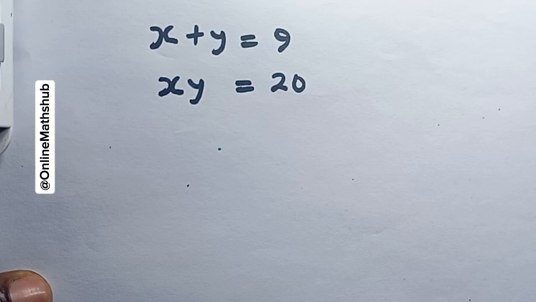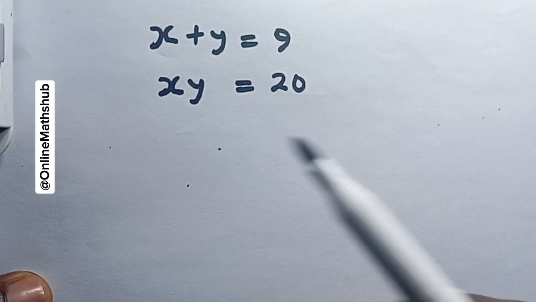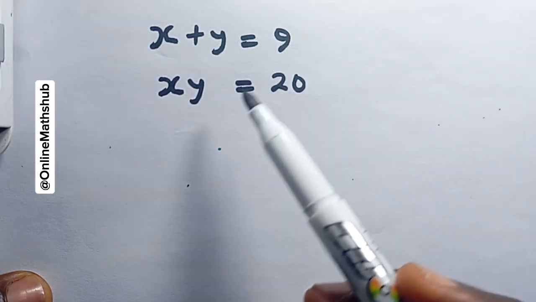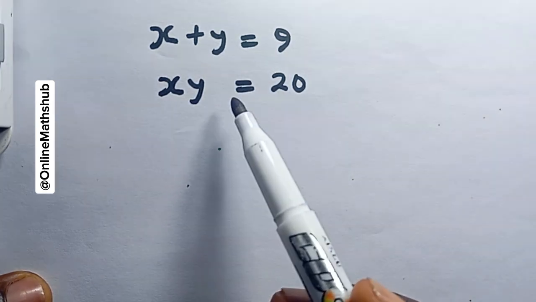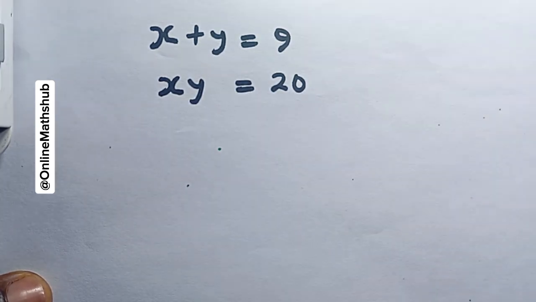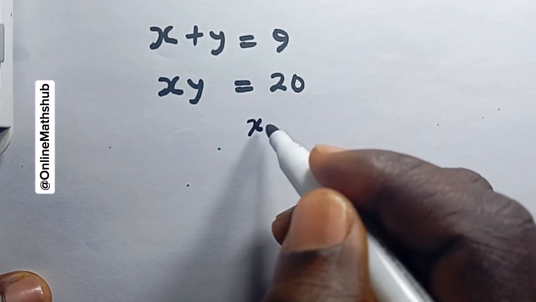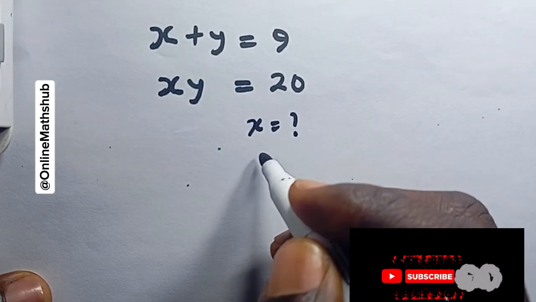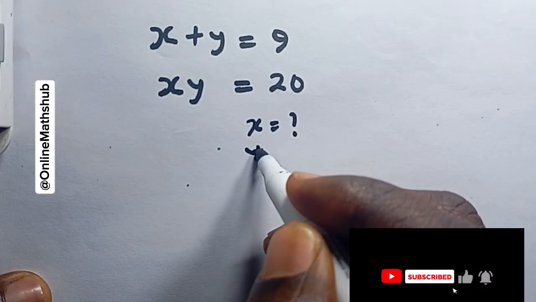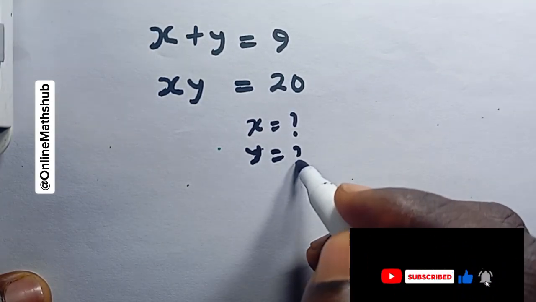So we're going to be solving this question right here. What we have is x plus y equal to 9, and then x multiplied by y is equal to 20. So what are the values of x and y that is actually going to satisfy this? Okay, so we want to find out what is going to be the value of x, and of course what will be the value of y.